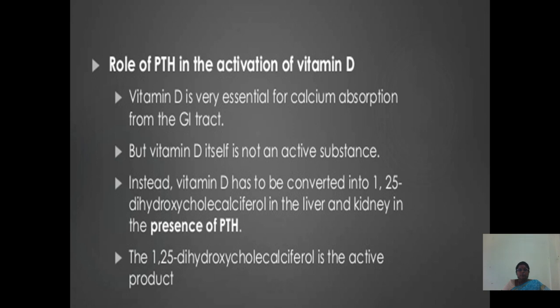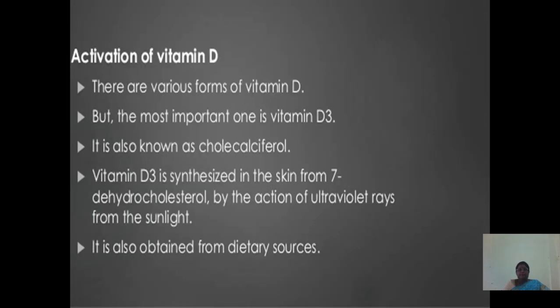Role of parathormone in the activation of vitamin D. Vitamin D is very essential for calcium absorption from the gastrointestinal tract. But vitamin D itself is not an active substance. Instead, vitamin D has to be converted into 1,25-dihydroxycholecalciferol in the liver and in the kidney in the presence of parathormone. 1,25-dihydroxycholecalciferol is the active product.